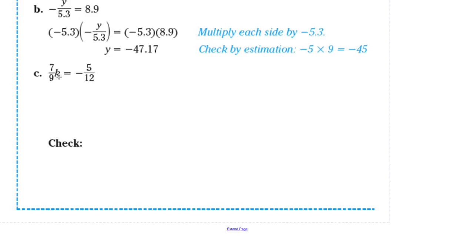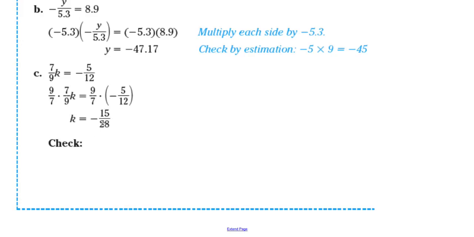Okay, we want to isolate k again. That means we need to undo 7 over 9, and we undo 7 over 9 by multiplying it by its reciprocal, which is 9 over 7. Since it's an equation, whatever you do to one side, you need to do to the other side. So multiply both sides by 9 over 7, and k equals negative 15 over 28. A negative times a positive will give you a negative.